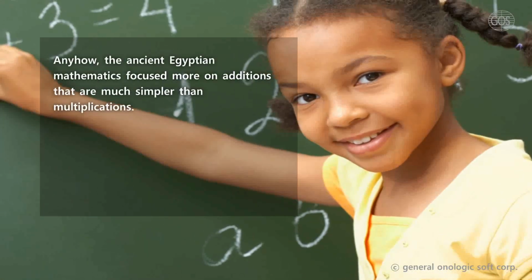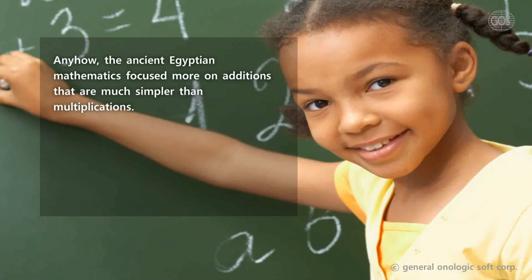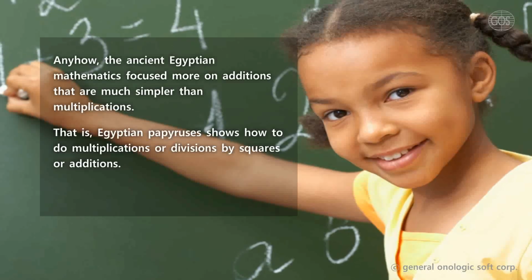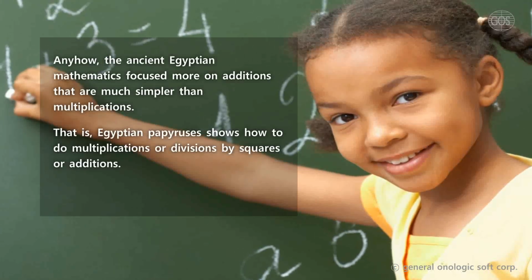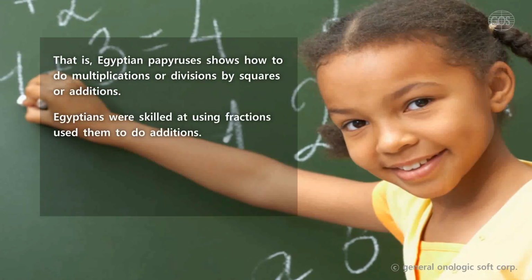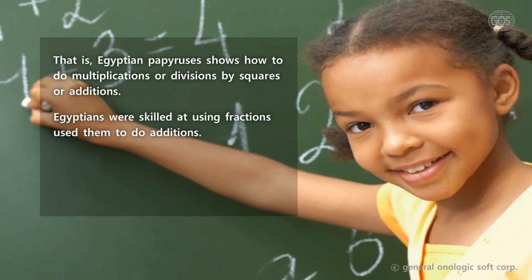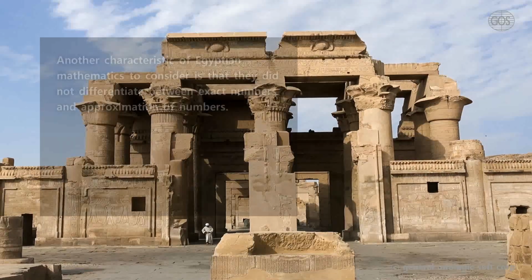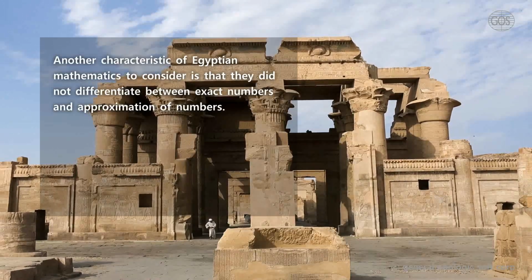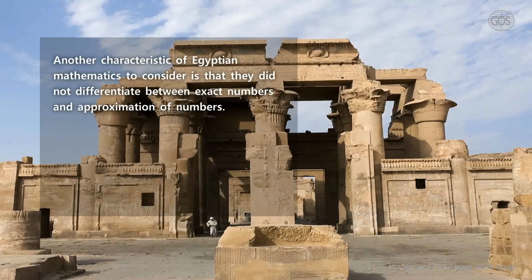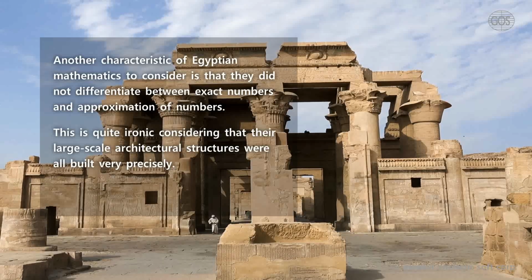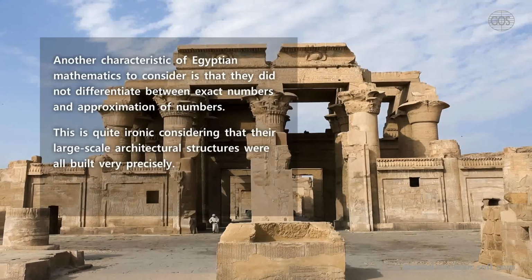Anyhow, ancient Egyptian mathematics focused more on additions, which are much simpler than multiplications. That is, Egyptian papyruses show how to do multiplications or divisions by squares or additions. Egyptians were skilled at using fractions, and used them to do additions. Another characteristic of Egyptian mathematics to consider is that they did not differentiate between exact numbers and approximations of numbers. This is quite ironic considering that their large-scale architectural structures were all built very precisely.